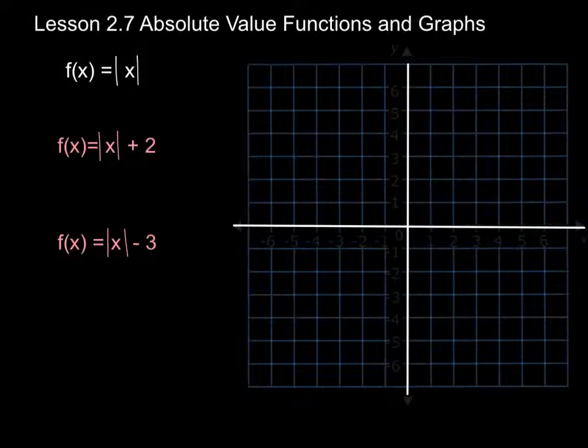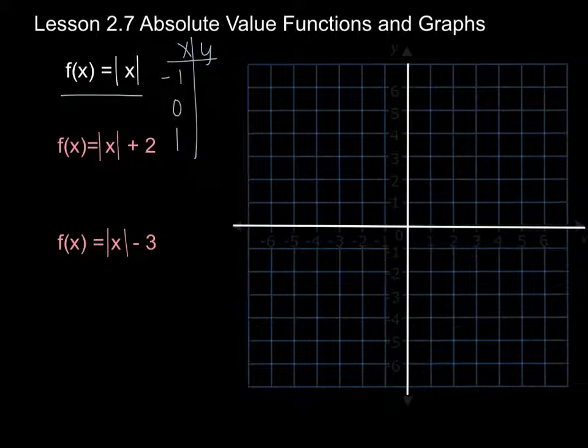This lesson is all about graphing absolute value functions. So what we're going to start with is what does an absolute value function actually look like? To begin that, we're going to make a table of values for this function f of x equaling the absolute value of x. So I'm going to plug in -1, 0, and 1 into that function.